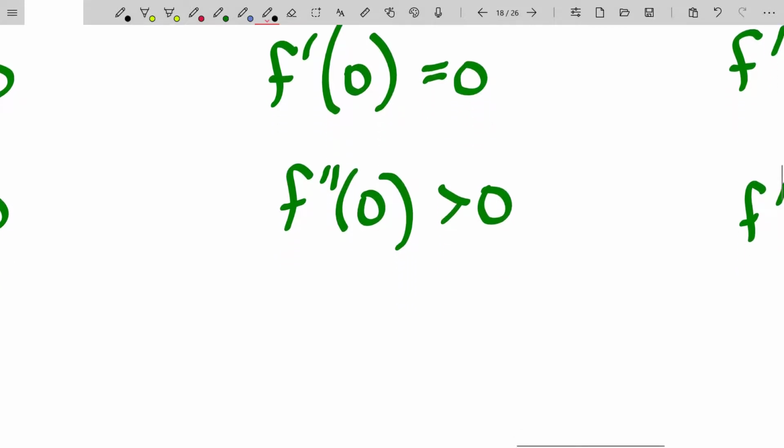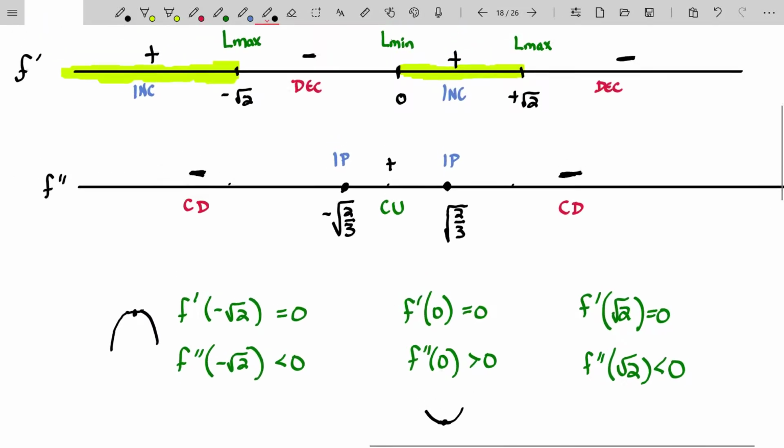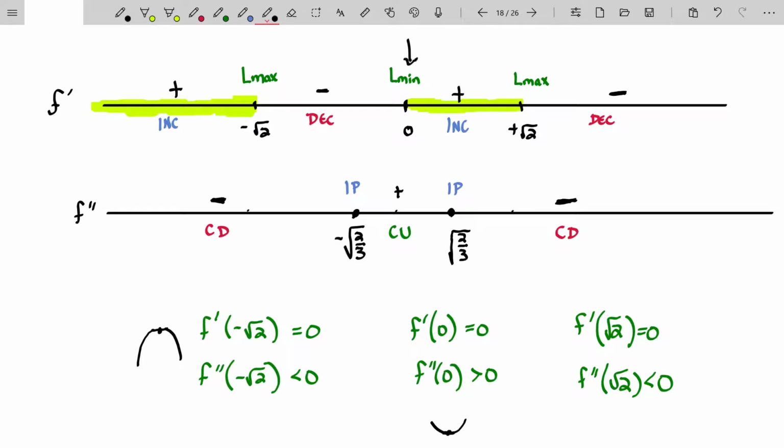F prime being 0 at 0 tells me we flatline at x equals 0, but it's concave upward, which means we have a local minimum. And again, that matches here.